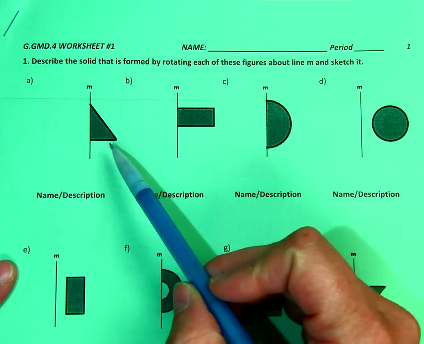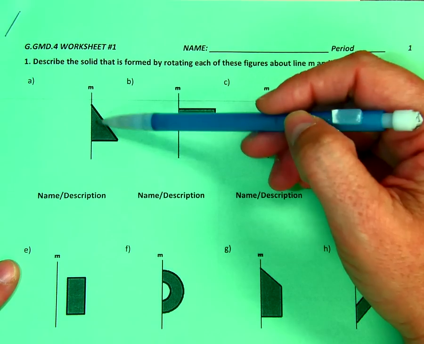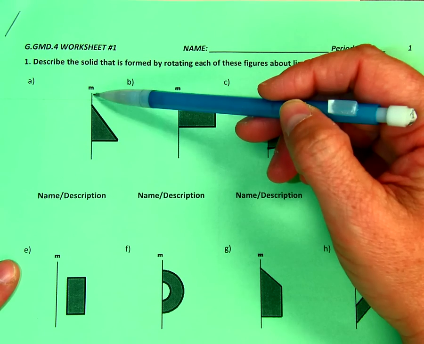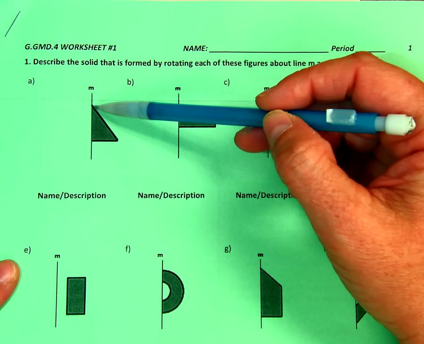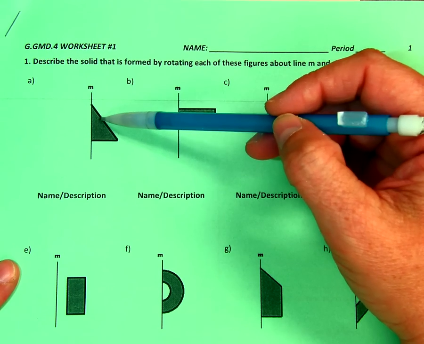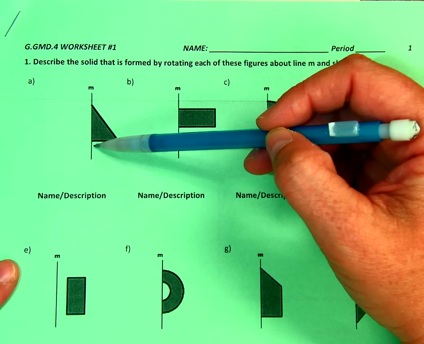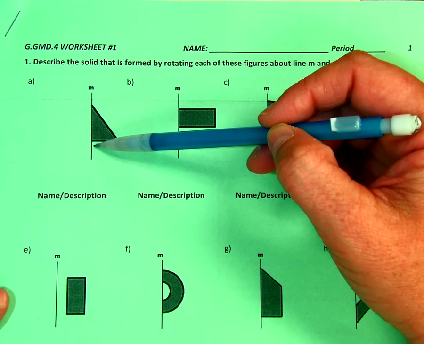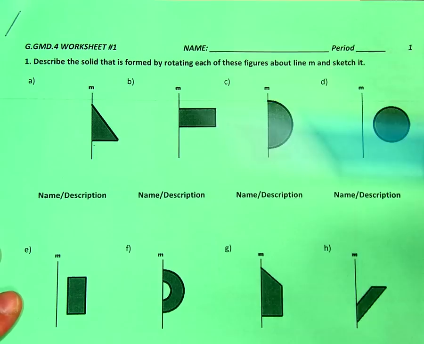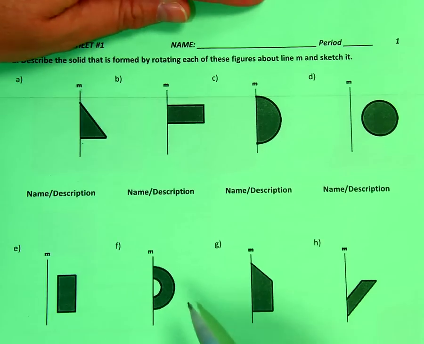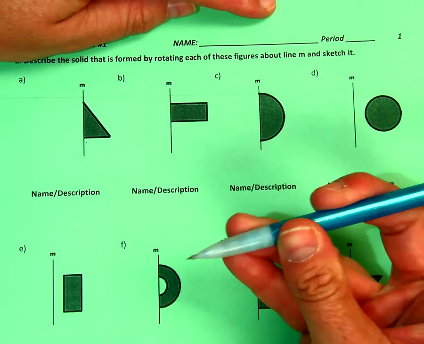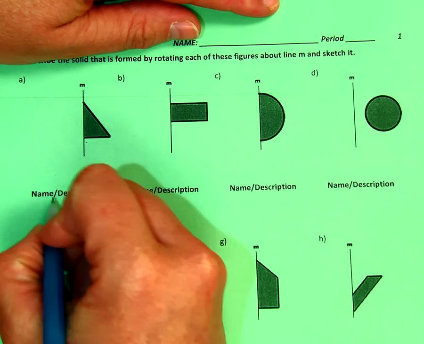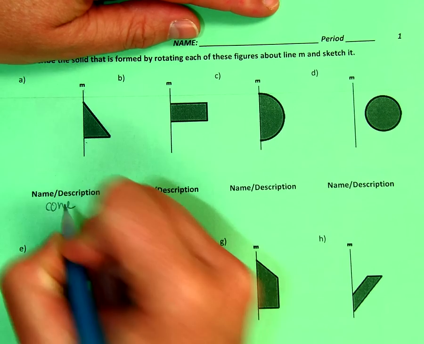So if I am not rotating about a point, I'm rotating this figure about this line. So if I take this triangle and rotate it all the way around, you need to be able to recognize what shape I am going to be creating. So if I have this shape and I rotate it, I am going to be creating a cone.